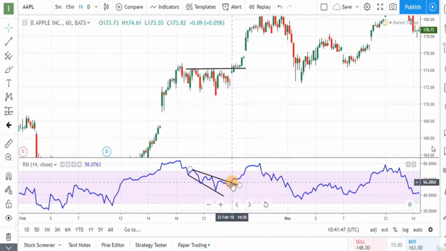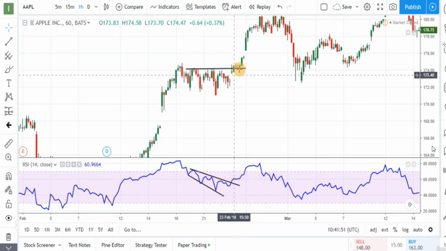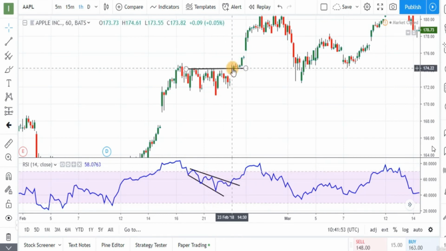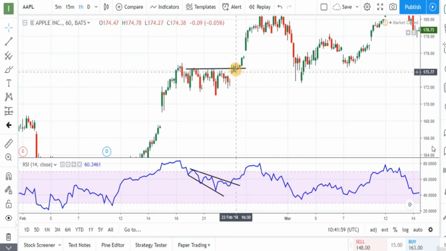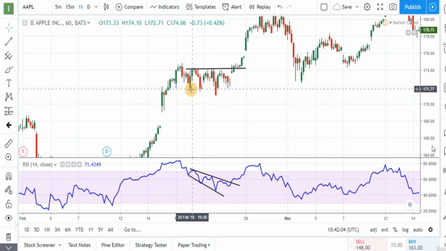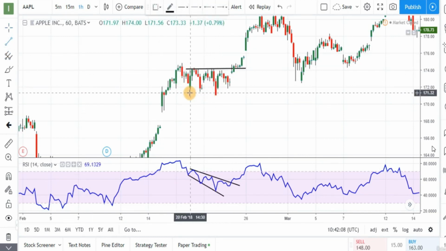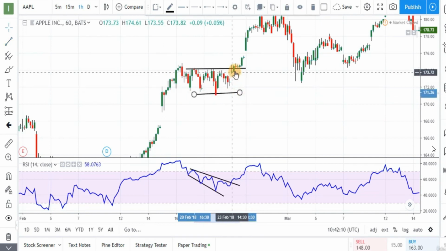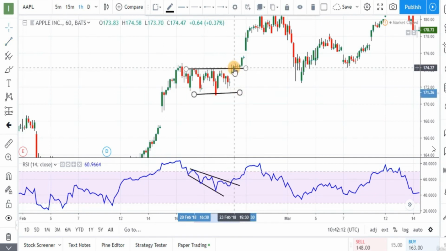At this point, we can make our position when we get a breakout on the RSI resistance line at this candle. We can make our buy position, and our stop loss will be the immediate support level. See, the prices are taking support at this level. This is the level, and our stop loss will be this level, and our buying position will be this breakout candle.